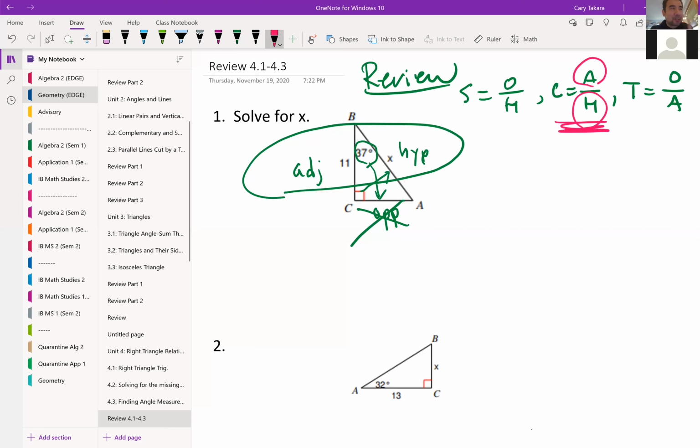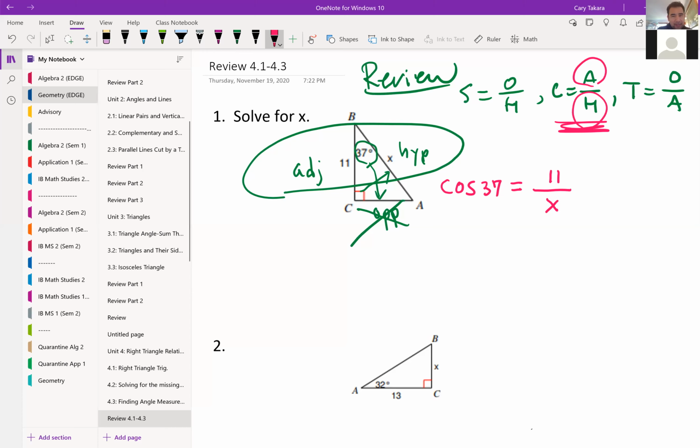Okay, so let's set it up. Cosine of always the angle, okay? Sine, cosine, tangent, and always the angle comes with it, okay? Cosine of 37, sine of 37, tangent of 37. It's always with the angle, okay? So cosine of 37 equals adjacent, which is 11 over hypotenuse x.